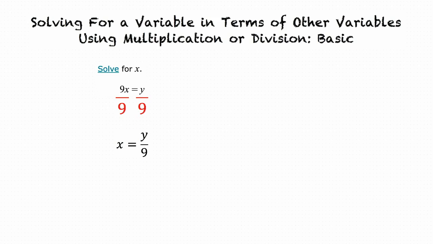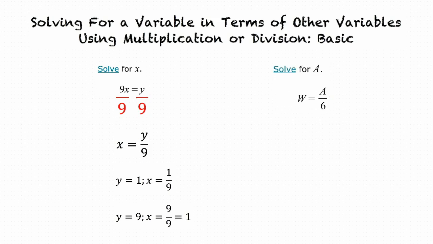What does this final answer mean? The solution x equals y over 9 tells us that the value of x depends on the value of y. For example, if y were equal to 1, the value of x would be 1 over 9. Or if the value of y were equal to 9, then the value of x would be 9 over 9, or 1. Can we do an example that involves multiplication?